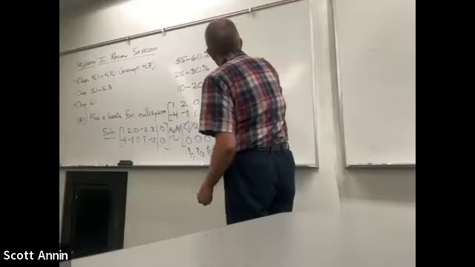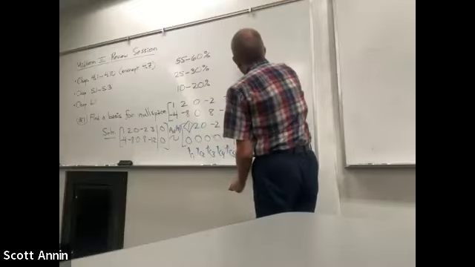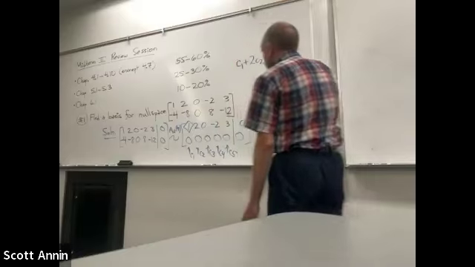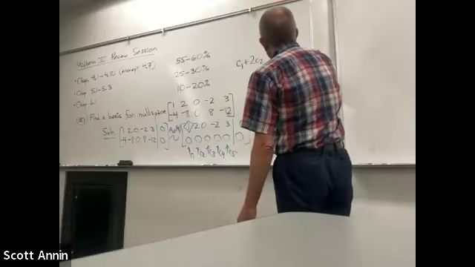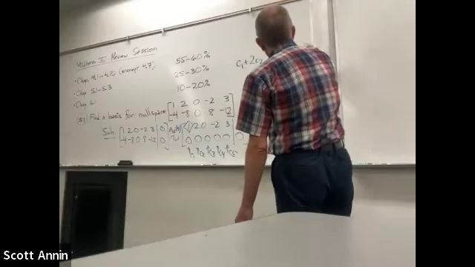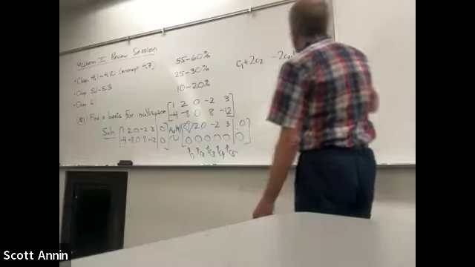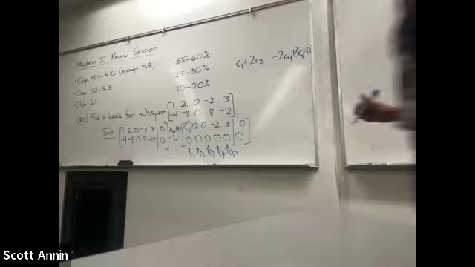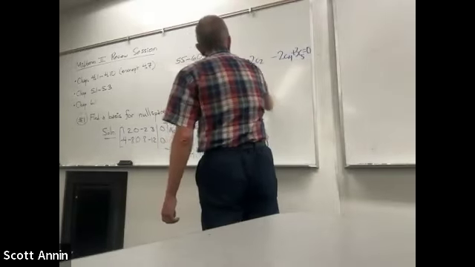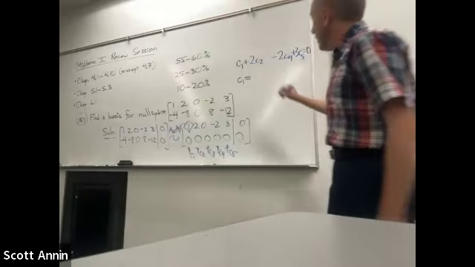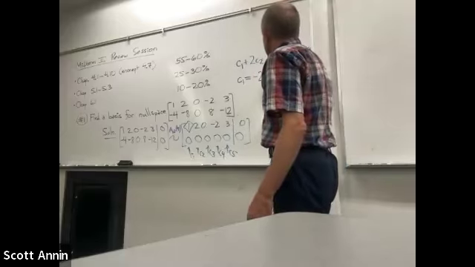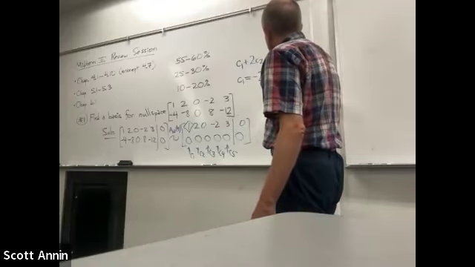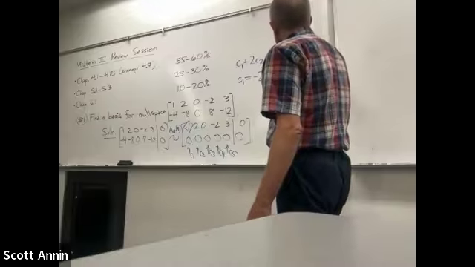So let me write down that first equation. C1 plus 2C2 minus 2C4 plus 3C5, that all should add up to 0. Okay, and so if I solve for C1, I'm just going to move everything to the other side of the equation. So C1 equals -2C2 plus 2C4 minus 3C5.